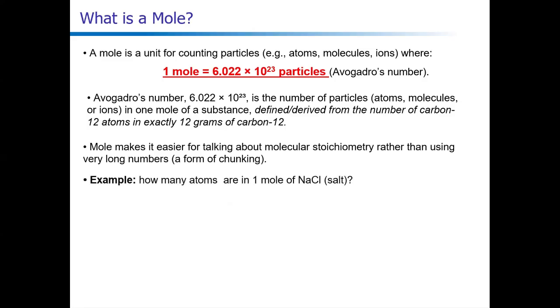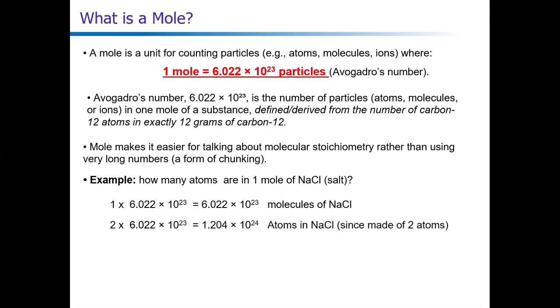Let's walk through a common example. How many atoms are in 1 mole of sodium chloride, regular table salt? Let's start with the basics. So 1 mole of sodium chloride contains 6.022 times 10 to the 23rd molecules. But sodium chloride isn't just a single atom. It's made of 2 atoms, 1 sodium and 1 chloride. So if we multiply this number by 2, we get the total number of atoms in sodium chloride. So this comes to about 1.204 multiplied by 10 to the 24th in just 1 mole of table salt.